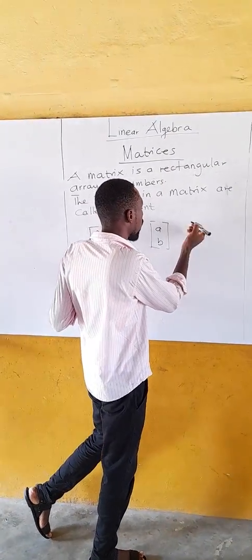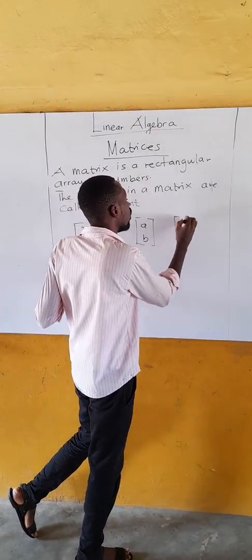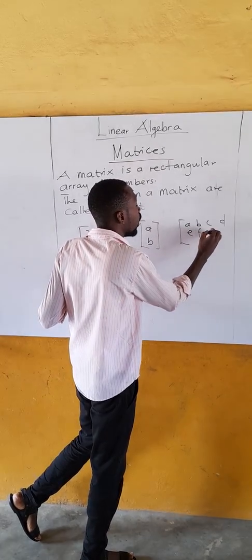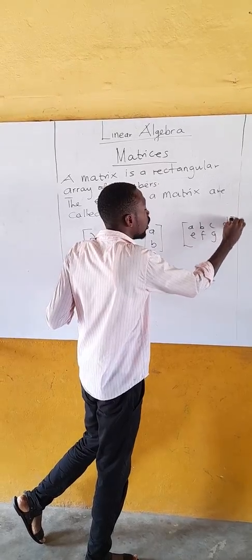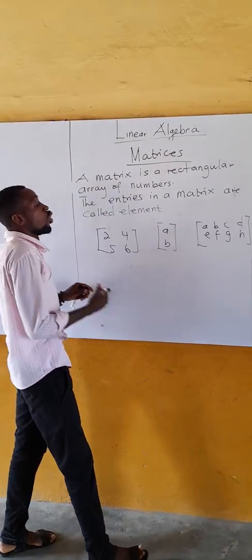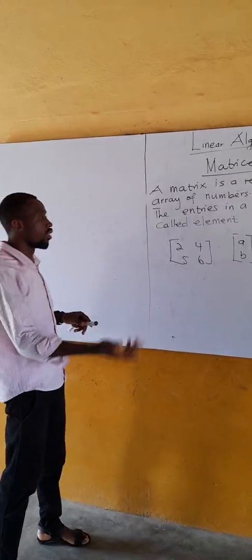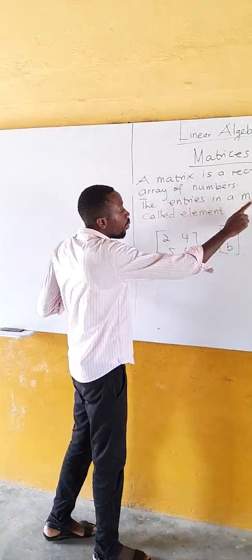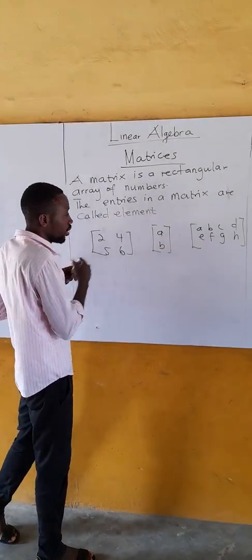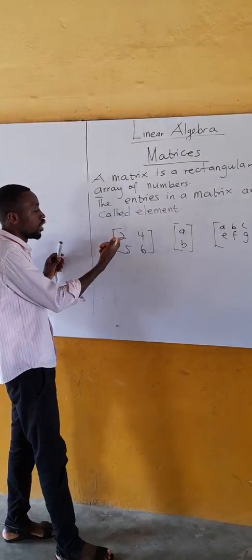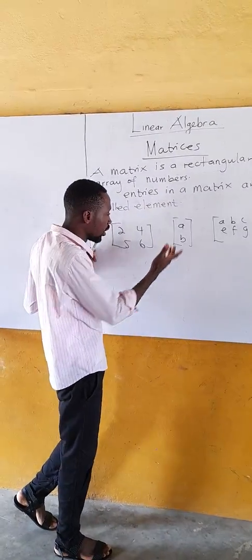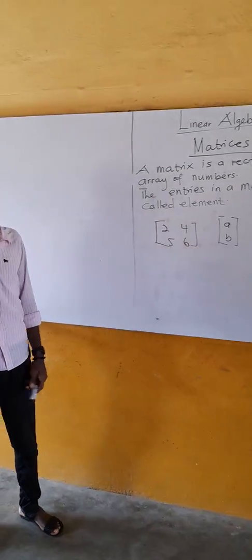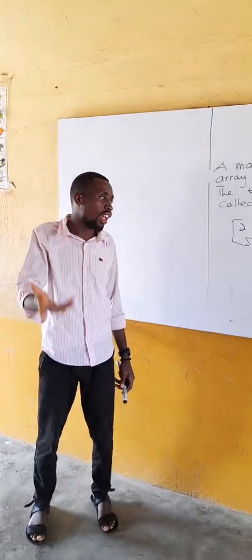Look at this. If we have A, B, C, D, E, F, G, H, they are in a matrix form. So matrices are just rectangular arrays of numbers. Remember, the entries in a matrix are called elements. So these entries here, 2, 4, 5, 6, they are elements. A, B, these are all elements. So the entries of a matrix are called elements.